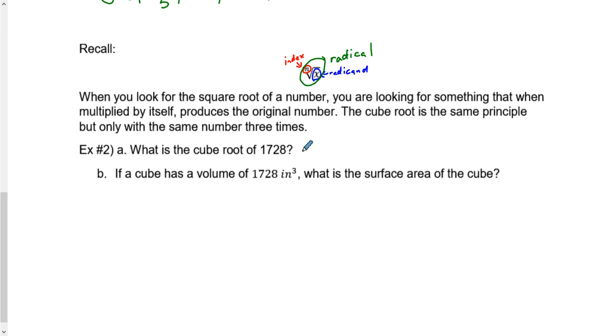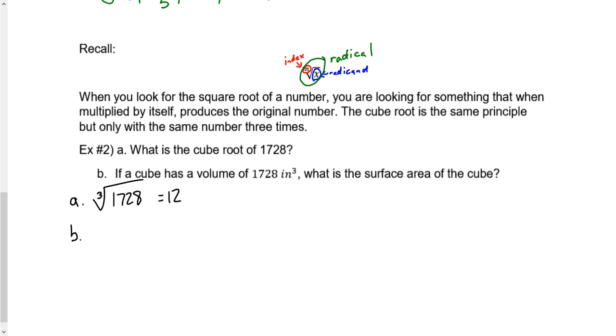First question is, what is the cube root of 1,728? So, if I want to find out what is the cube root of 1,728, I have to just use my calculator. I used the wrong character. It's going to be 12. So part B says, if a cube has a volume of 1,728 inches cubed, what is the surface area of the cube?